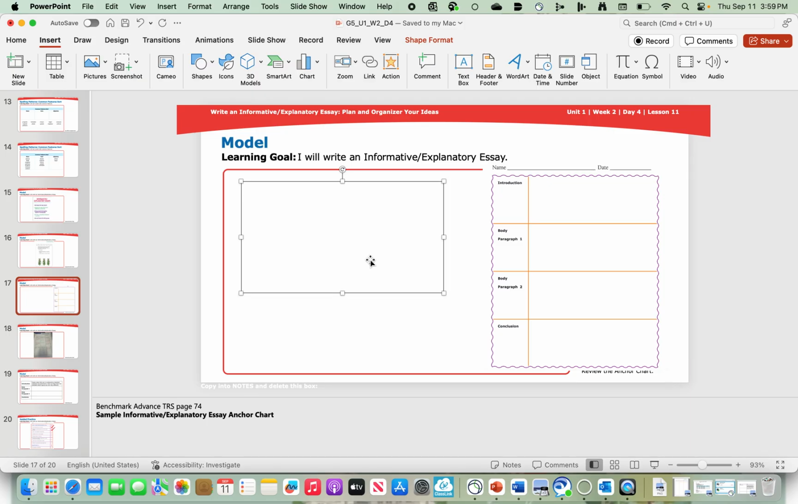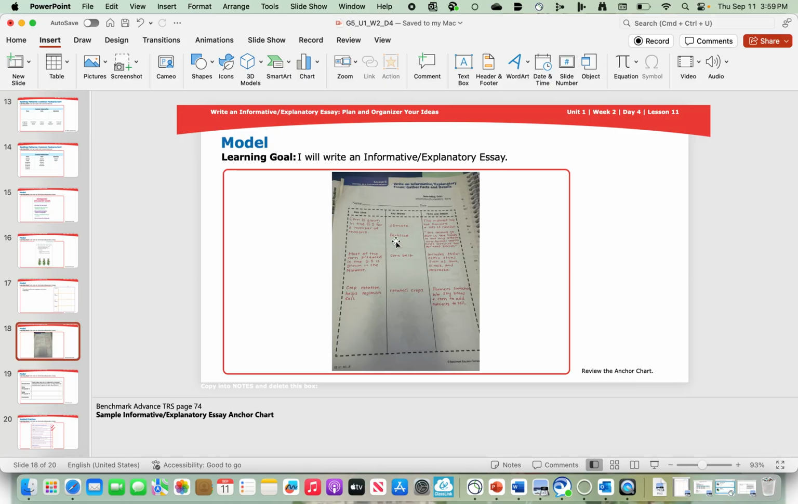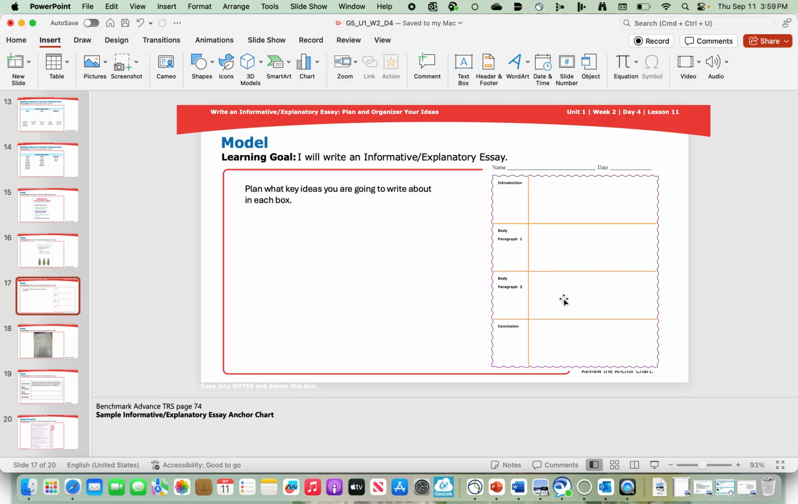So during independent time, you're going to work on the planning stage. So you are going to plan what key ideas you are going to write about in each box. So each box is your introduction. What are you going to write about in your introduction? Remember, it needs to relate back to the question, explaining how corn is produced in the United States. It also needs to relate back to the notes that you took, okay? One of these, I'm giving you a hint, needs to be about the CSA, okay?